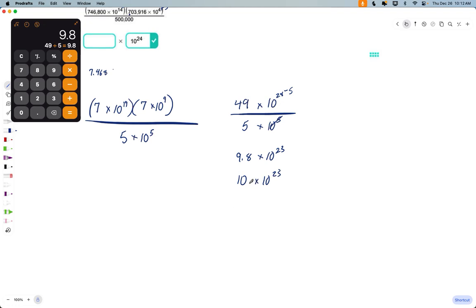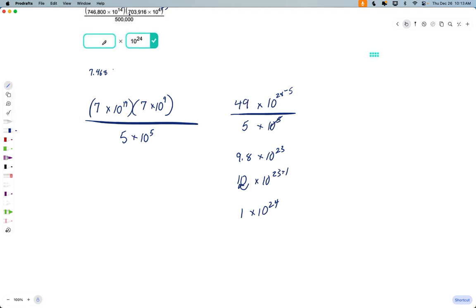We want to make this one number because the whole point of not having a decimal is because we're estimating. You have to remember the point of the problem, and the point of the problem is to not have any decimals. So we're going to add 1. So that's going to be 1 times 10 to the 24th power. That's going to be your answer there. So 1 goes in this blank right there.